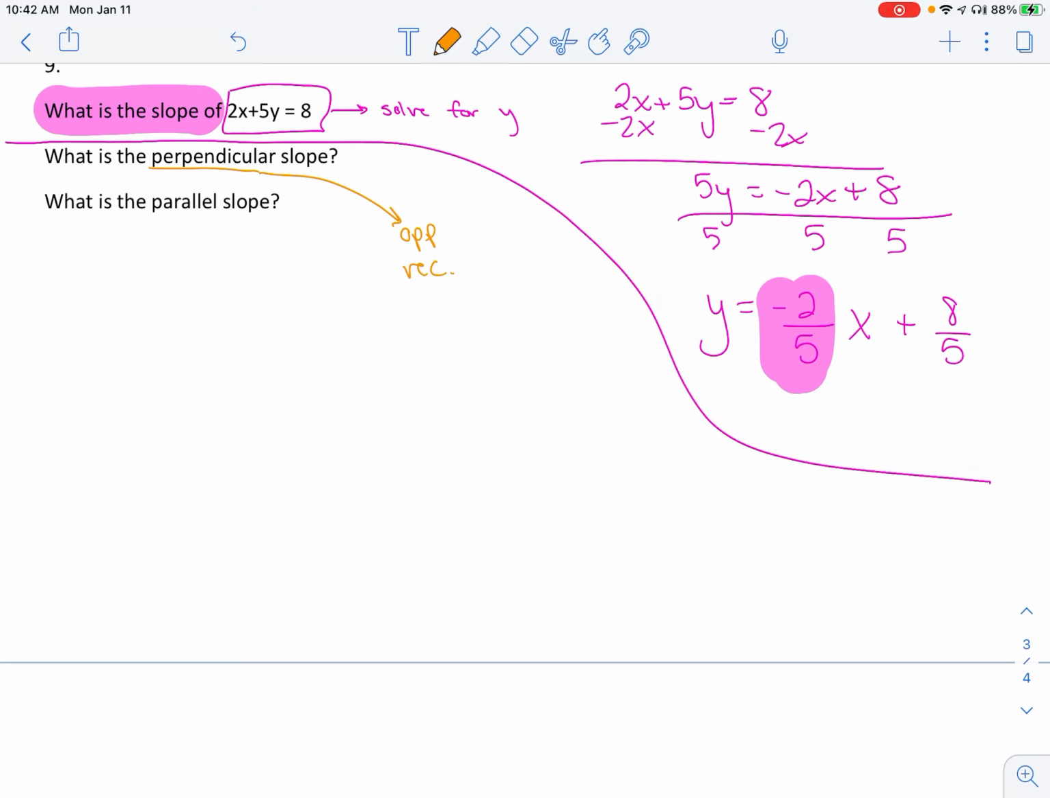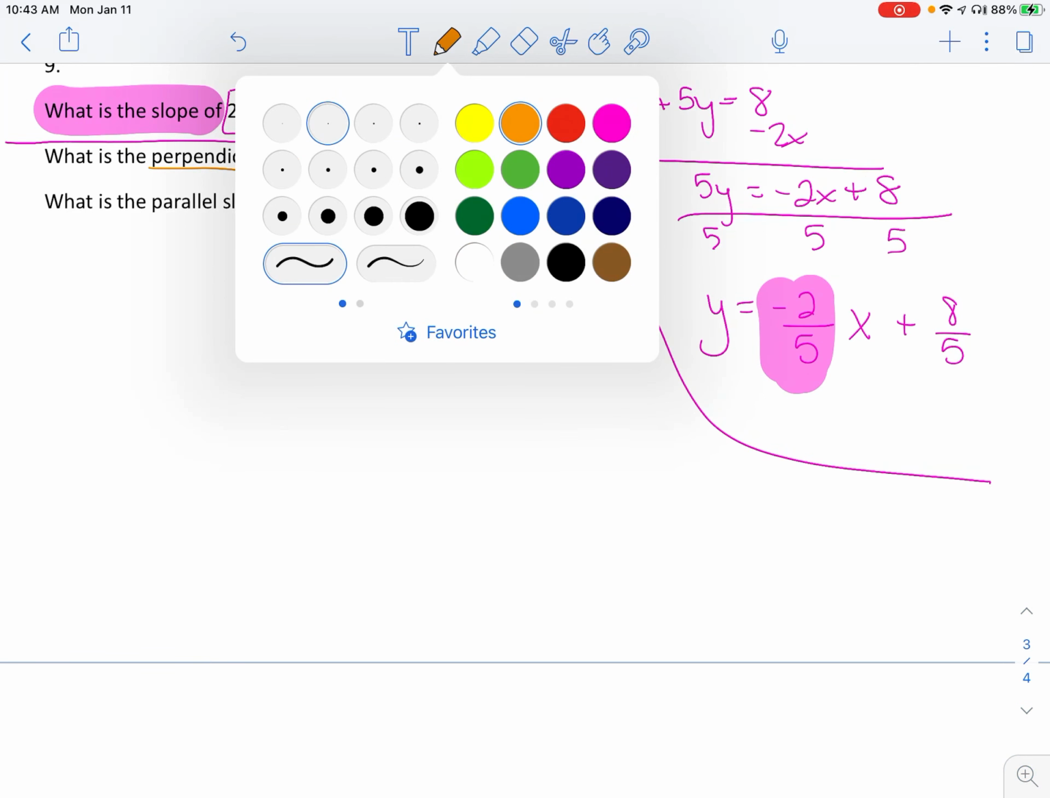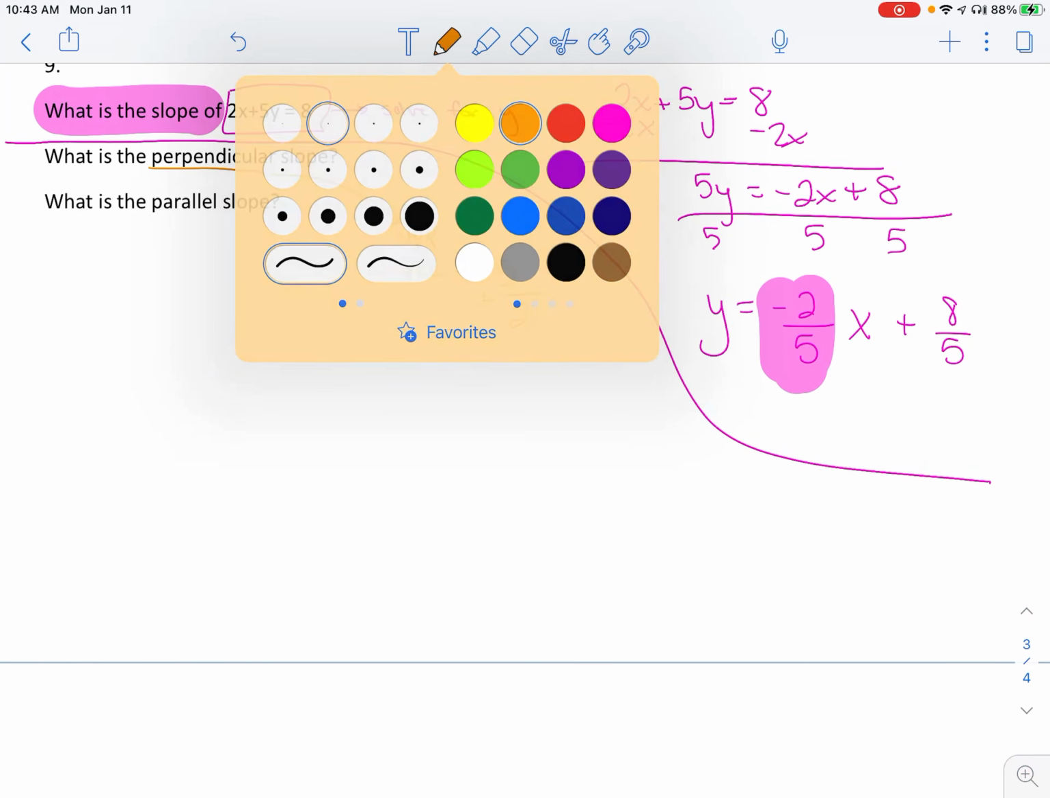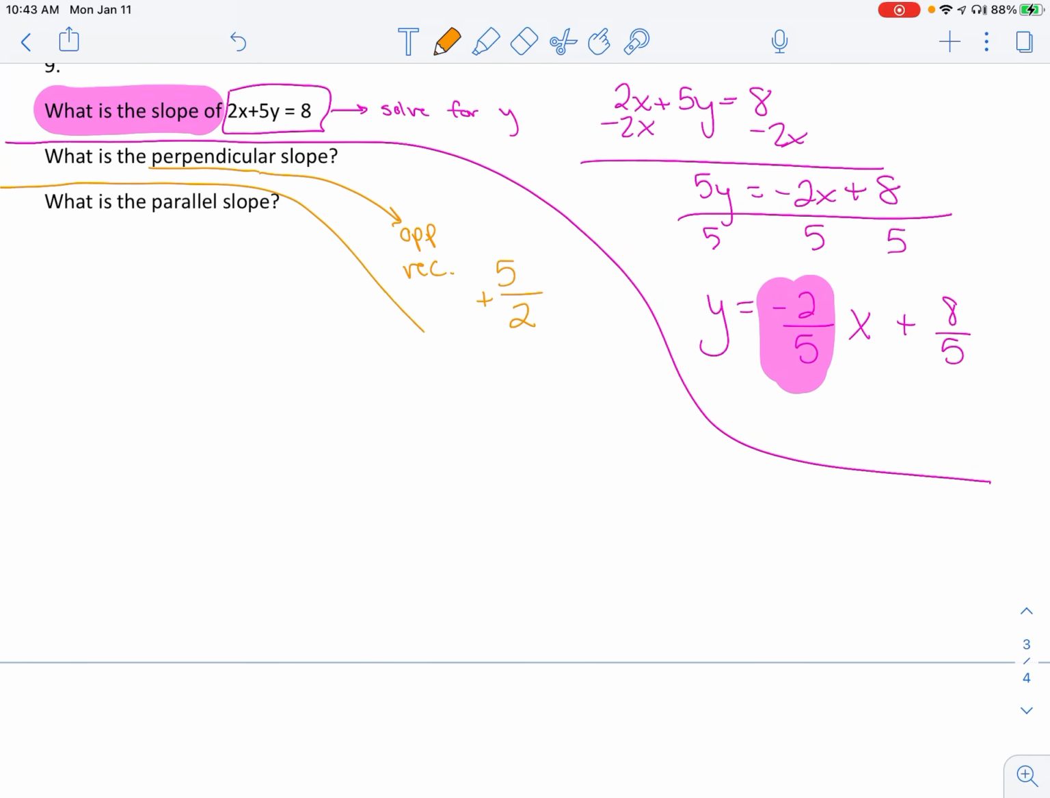Okay, so opposite reciprocal means you flip it upside down. The word reciprocal means you flip it upside down. And the word opposite means you change the sign. So the perpendicular slope is +5/2. Now let me kind of section that off so it's on its own little part here.